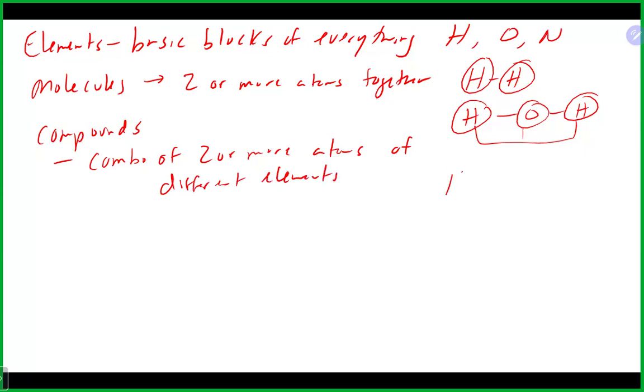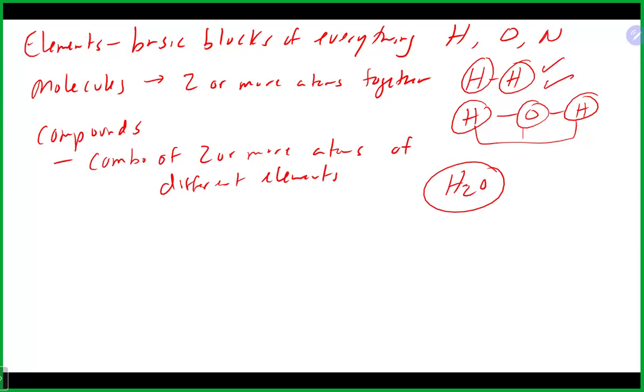So H2O is a compound. It is also a molecule, but again, it is not an element. While H2 is an element, it is also a molecule, but it is not a compound because again, it only has hydrogen in it in that case.